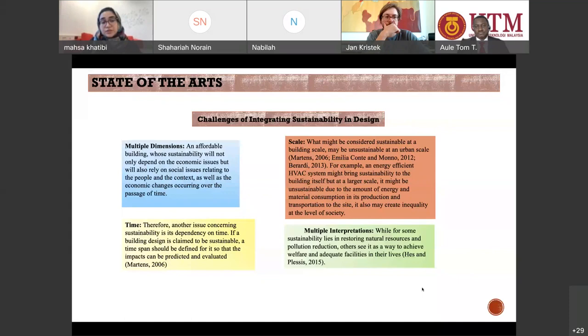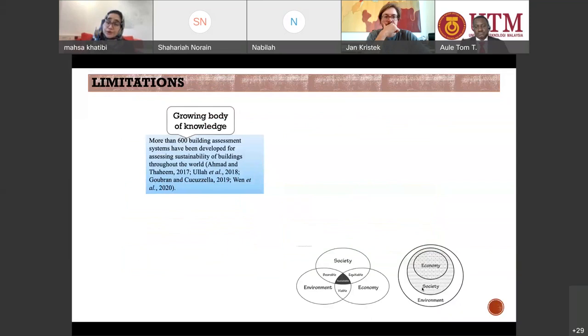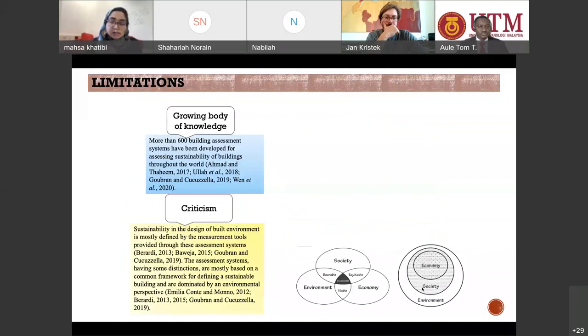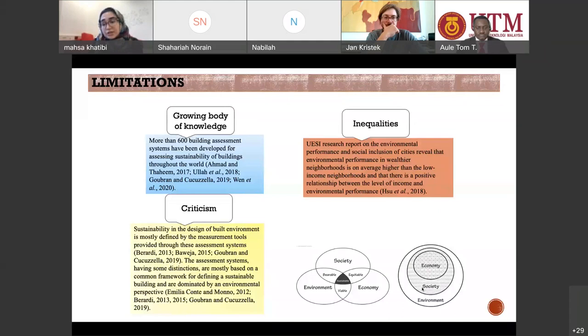The first is that there's a growing body of knowledge, and there are around 600 building assessment systems defining sustainability in buildings, but yet there is a lot of criticism of them, because many architects and designers say that they do not define sustainability well. There are also a lot of reports of inequalities, because they say that sustainable buildings and sustainable developments have caused inequalities between wealthier nations and neighborhoods and low income neighborhoods.